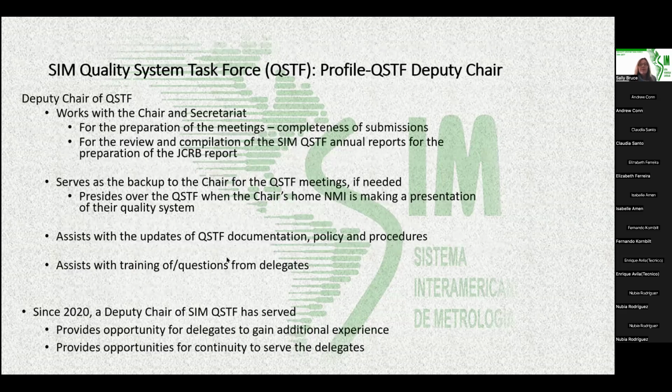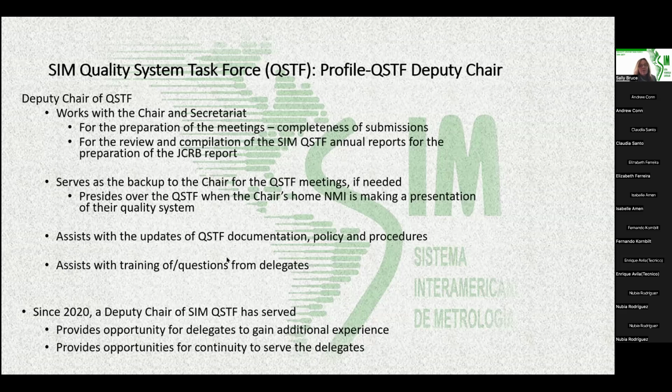The profile of the QSTF deputy chair. I want to just say that since 2020, there has been a deputy chair of QSTF, and it's from a delegate that's serving, and they still serve as a delegate from their NMI. But it provides opportunities for the QSTF delegates to gain additional experience, and in particular can provide opportunity for continuity on the QSTF, and then, like I said, the experience and the information that they are exposed to.